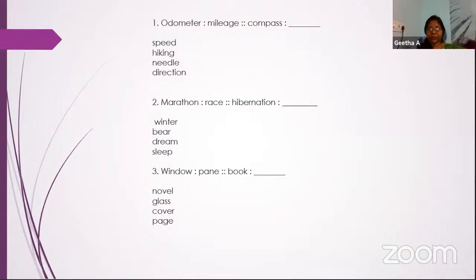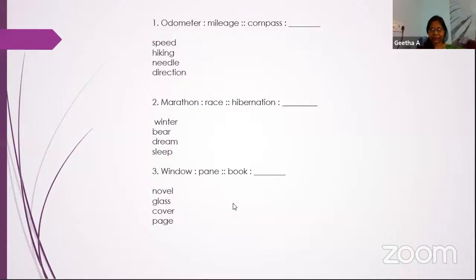So let me just give a few minutes for you to try to give the answer for this. And the third one is window, pane, book, and dash. So we have novel, we have glass, we have cover, and we have page. Okay. Some say novel, some say page, direction, sleep, and page. Okay, a lot of them say it's page. Page is correct. Cover. Okay, so I hope all of you had enough time to guess the answer.